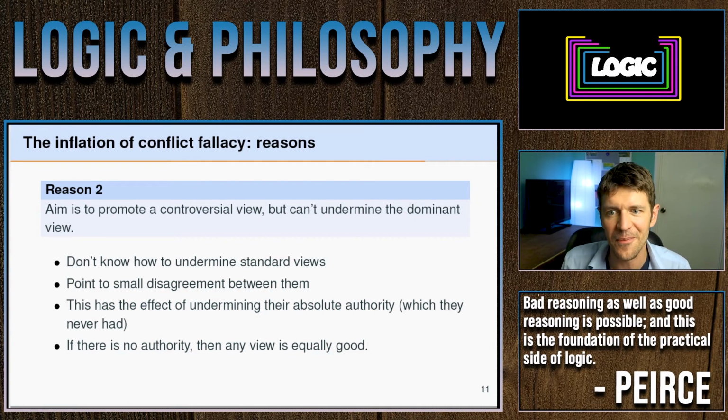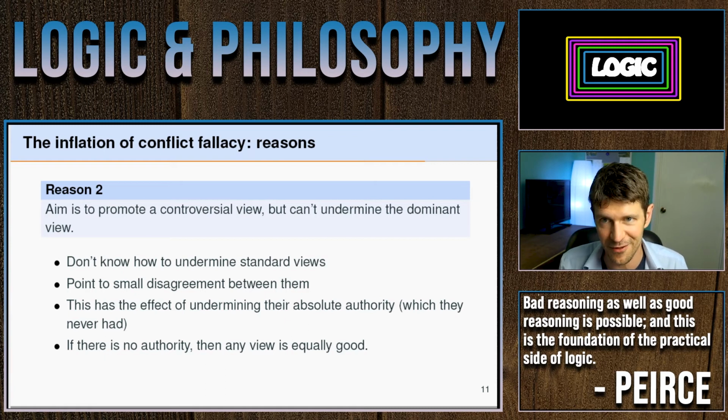This view is that people commit the inflation of conflict fallacy because they want to promote a view that is not the dominant view, and they have trouble rejecting the dominant view on its own terms. So what they need to do is undermine it in some way. So how do you go about undermining this dominant view so you can push in your controversial position?